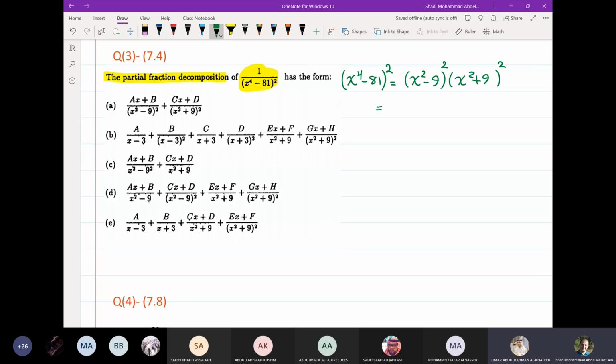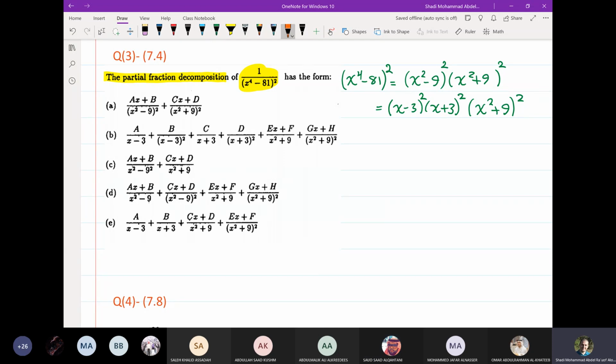Now, can I factorize it more? Yes, Omar? Yes, x squared minus 9 is equal to x minus 3, x plus 3. Exactly. And this is squared for both of them, so it will be squared here, squared here. Good. And the other side, can I factorize this one? No, we cannot factorize this one.